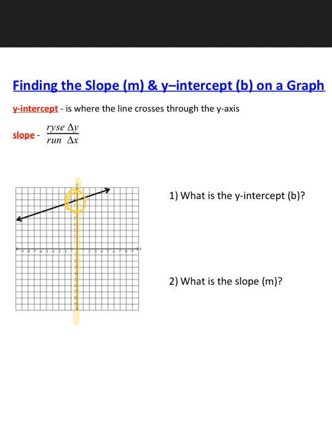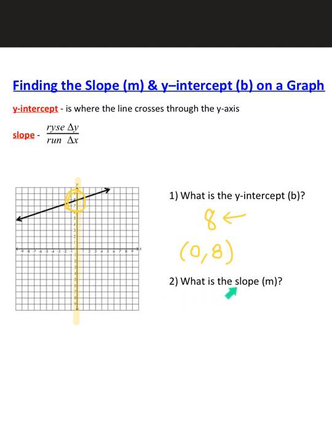Well, where is that spot? That looks like it crosses at the 8 on the y-axis. So what is the y-intercept b? It's 8. And sometimes you might see it written as an ordered pair, and if it is written as an ordered pair, you're going 0 on your x, so it would be (0, 8). Okay, but this is good enough for now.